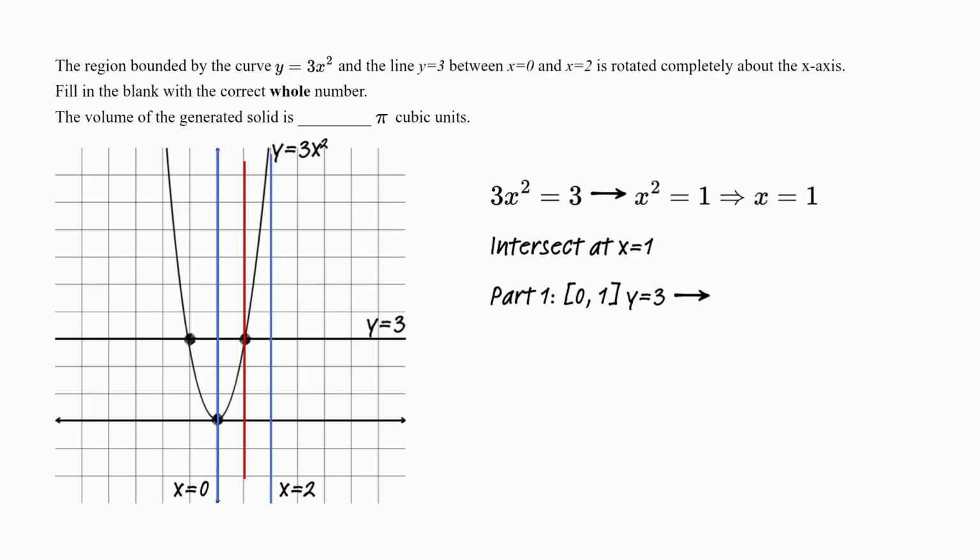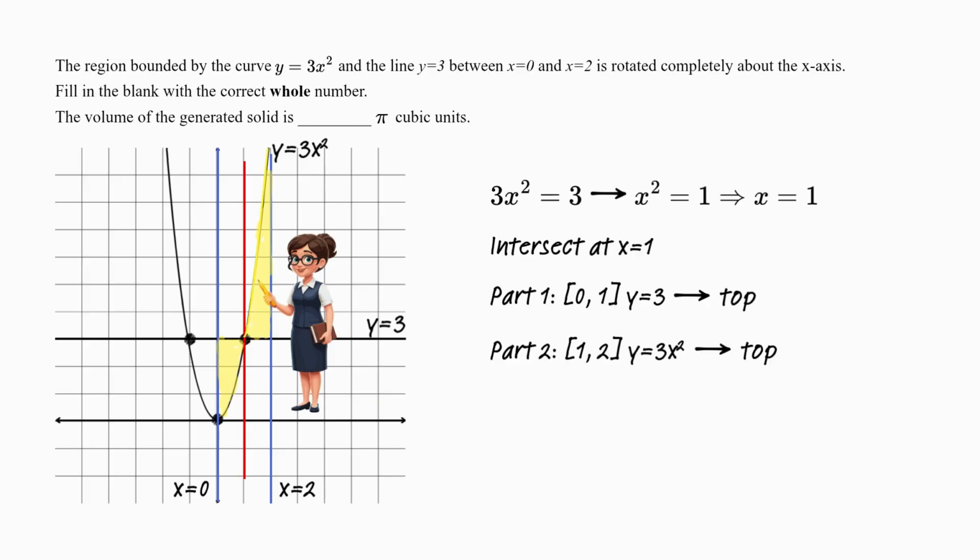Part 1. From 0 to 1, the line y equals 3 is on top. Part 2. From 1 to 2, the curve y equals 3x squared is on top. To find the total volume, we'll calculate the volume of each part separately and add them together.